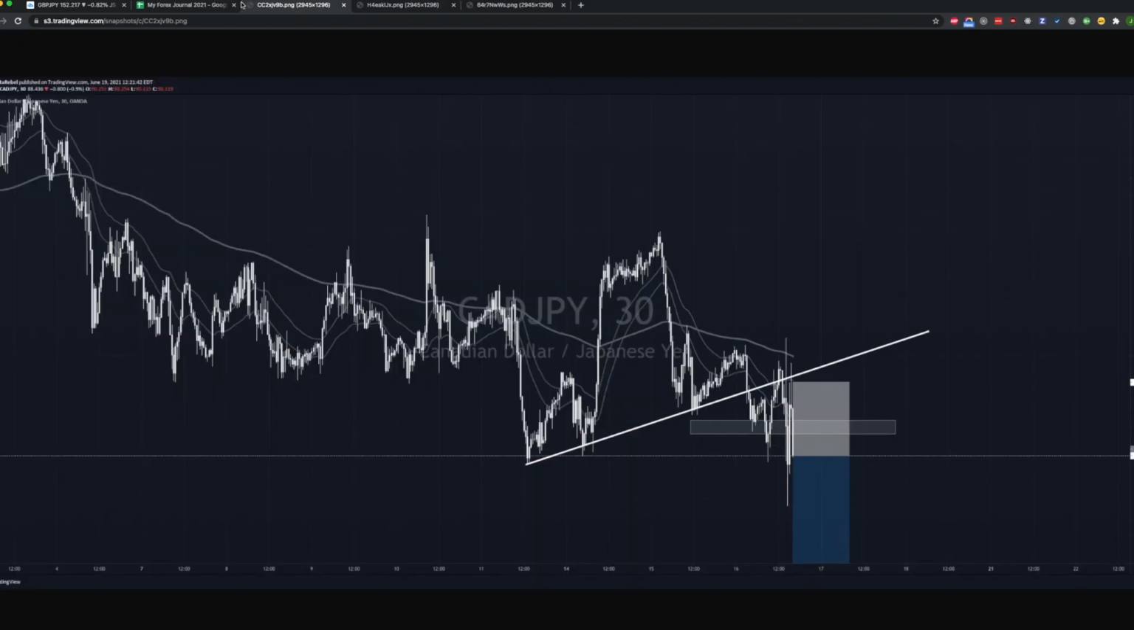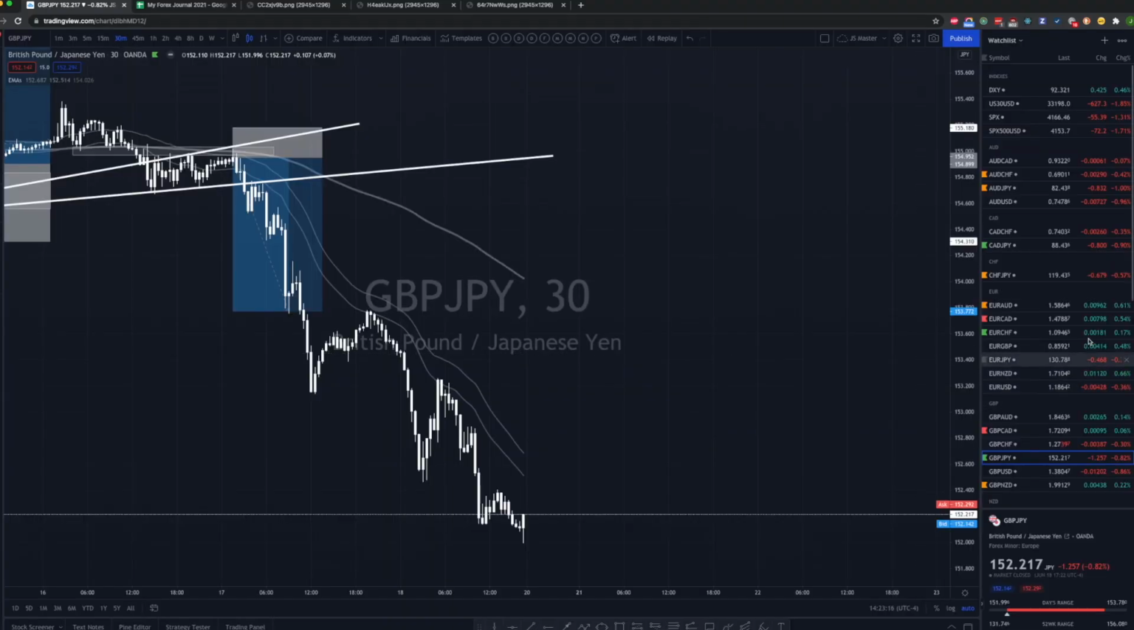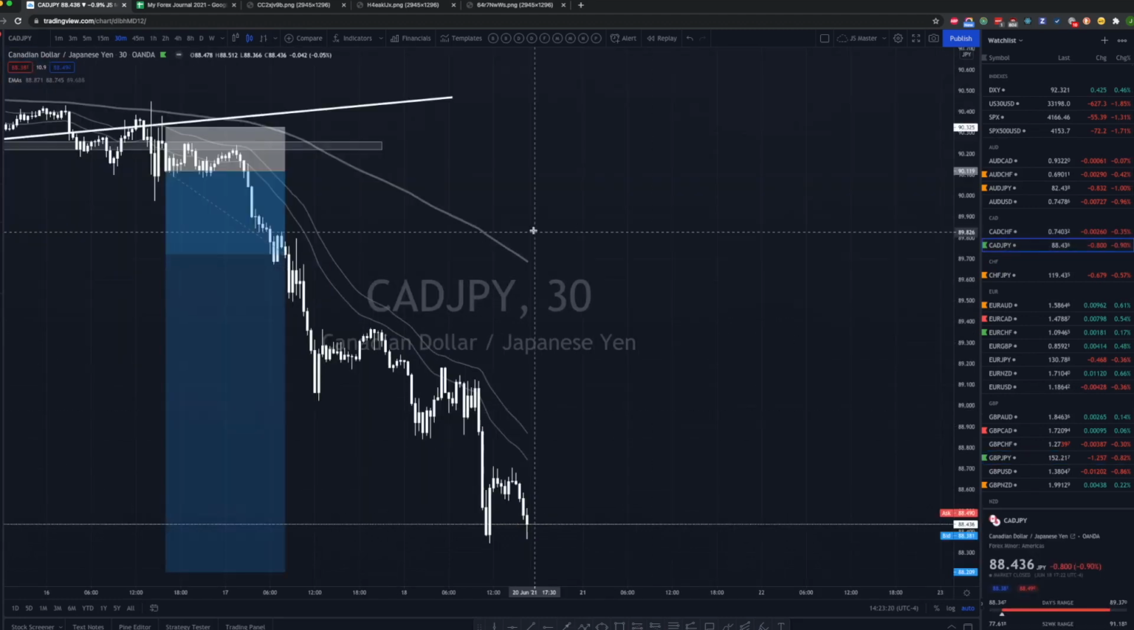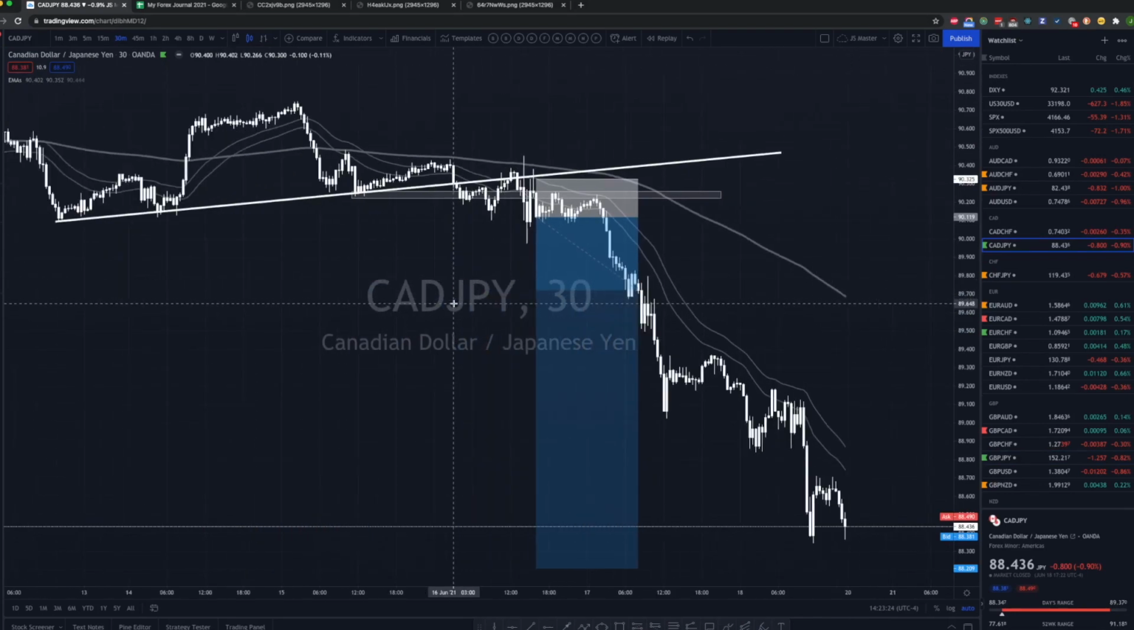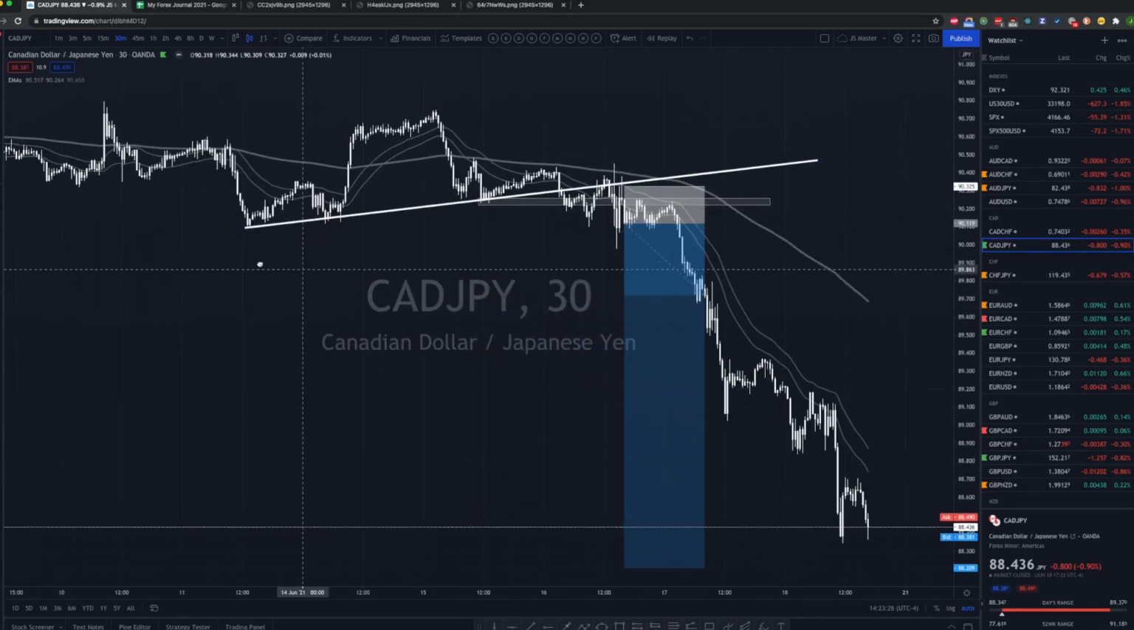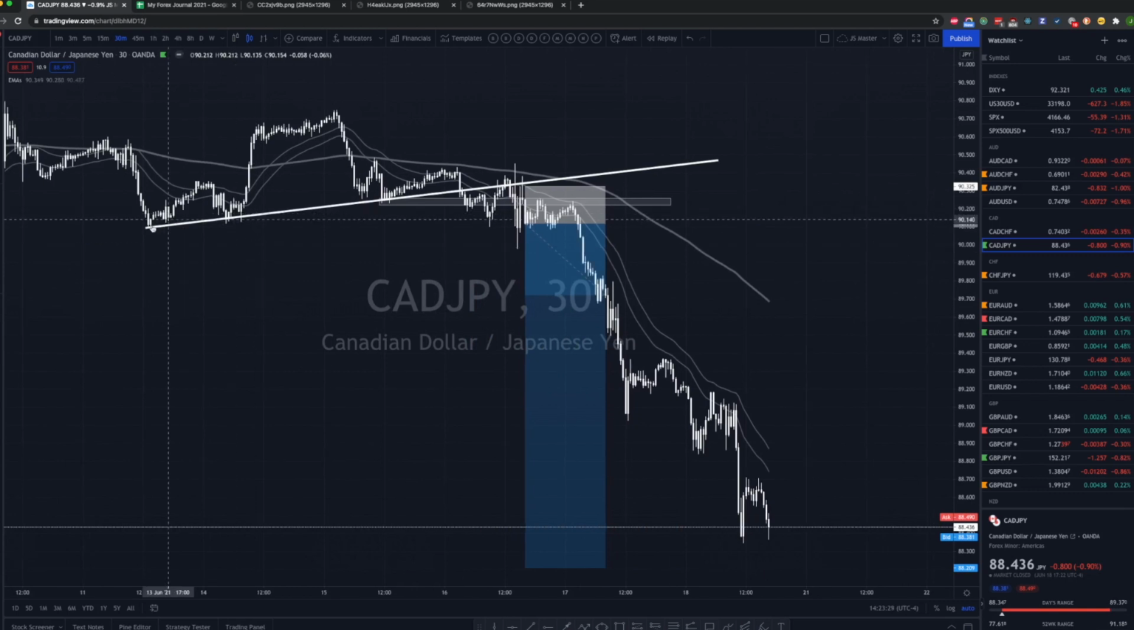All right, so I'll jump to CADJPY. Yeah, so this one luckily is still running, so this one's in some pretty good profit, right? So if I just talk you guys through the same kind of analysis, right? If I just draw this out, you kind of have this left shoulder just here, right?